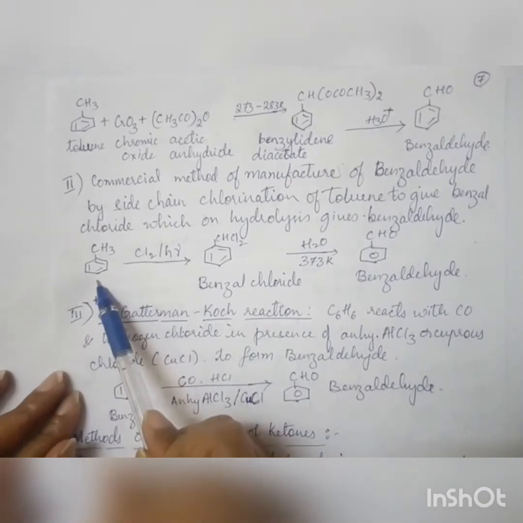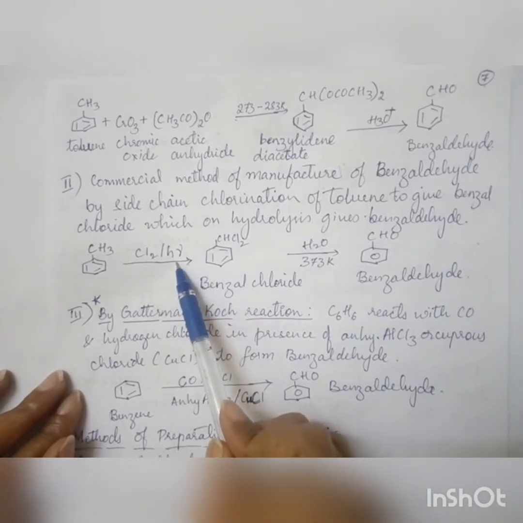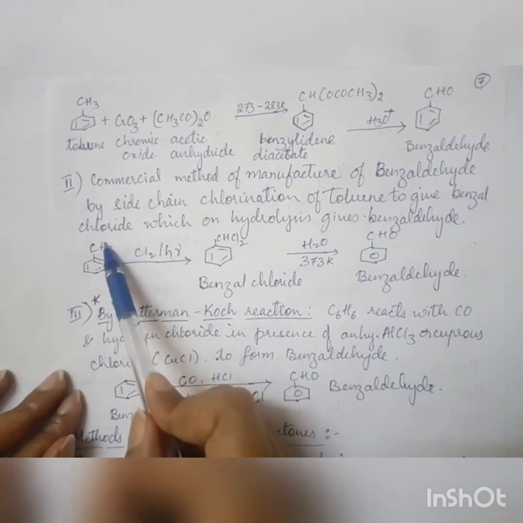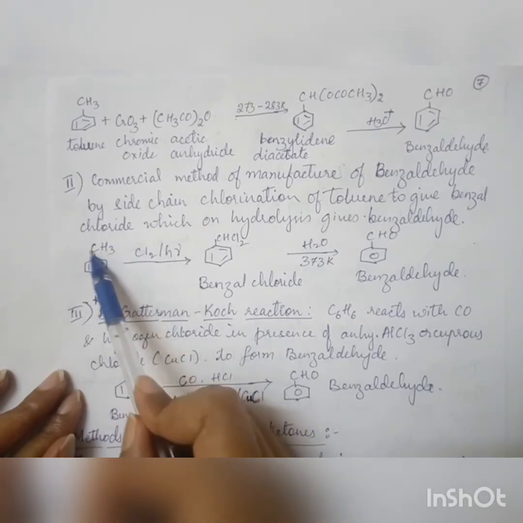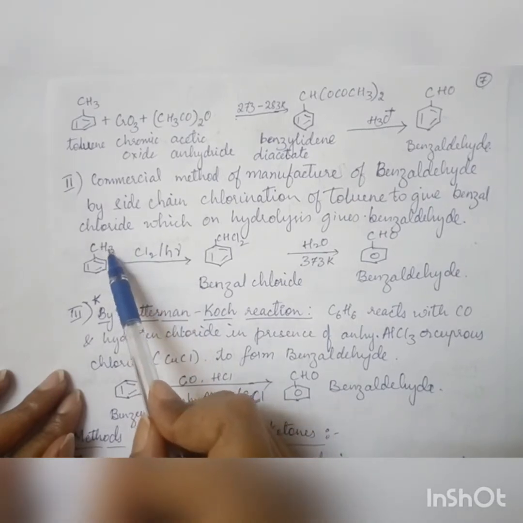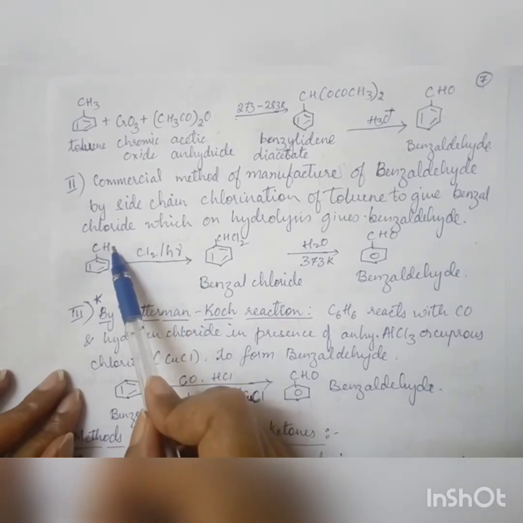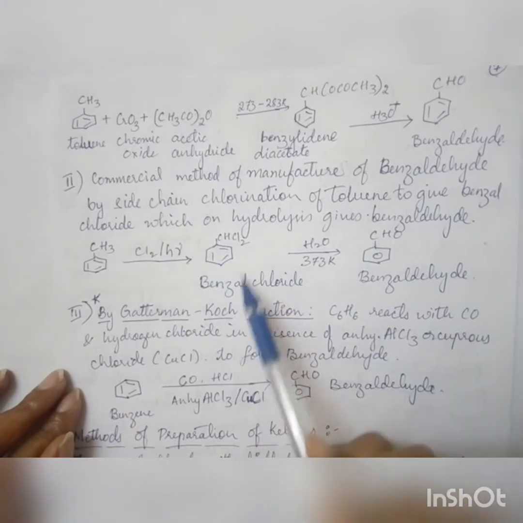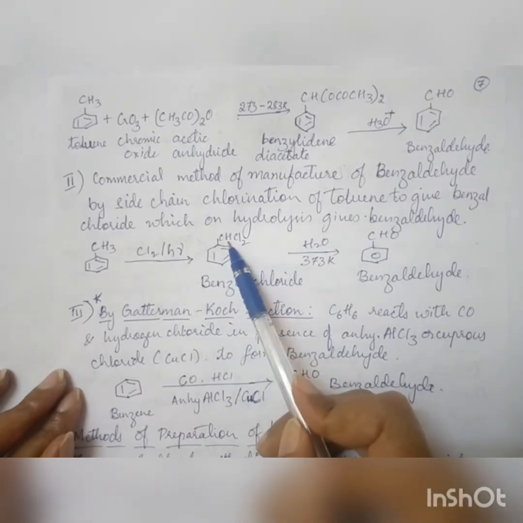So this is toluene. When we pass chlorine in the presence of hν, that is sunlight, side chain chlorination takes place. The chlorination does not take place at the benzene ring, but on the side chain, that means on this methyl group. Here, 2 hydrogens come out and 2 Cl are introduced over here. So it leads to the formation of C6H5CHCl2, which is called benzyl chloride. So side chain chlorination takes place.